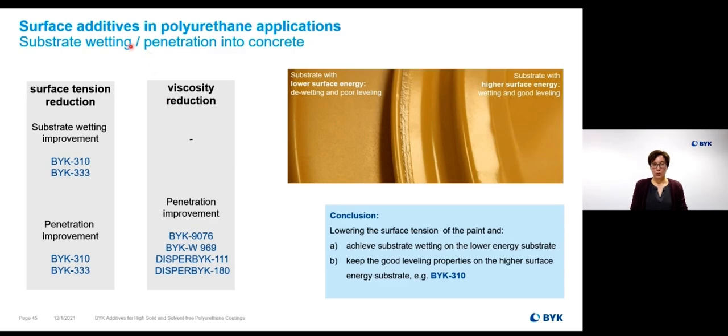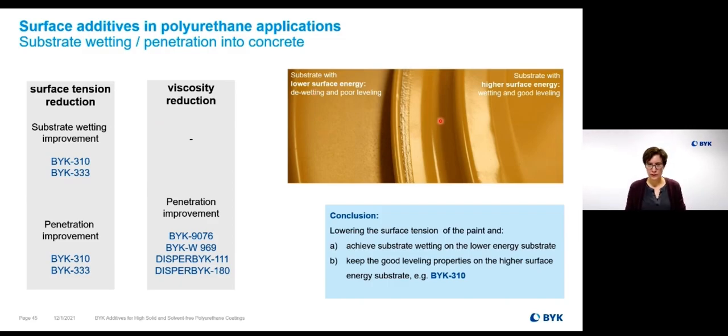What does it mean for our coating? We need to reduce the surface tension. We can do it with BUC 310, for example, or with BUC 333. And when we talk about viscosity reduction for the penetration improvement, we can use the BUC 9076, BUC W969, BUC 111 or 180. And that is what you also see here on this page.